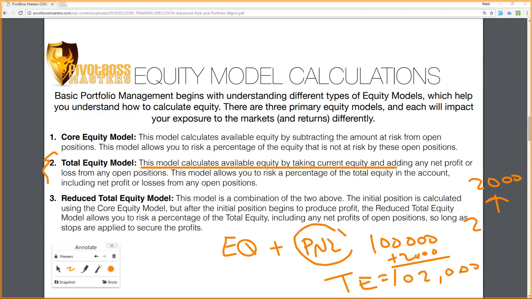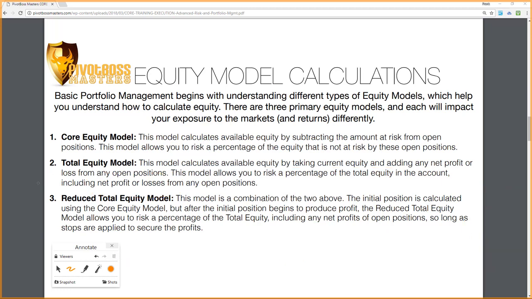So now you can add that 2,000 here, and you have 102 as your total equity. And now your next trade can risk this much. 1% would be now this. So basically, it's taking the profit and loss and adding it to the current equity, and you can use that account. So total equity. So it allows you to lose a little bit more, right?